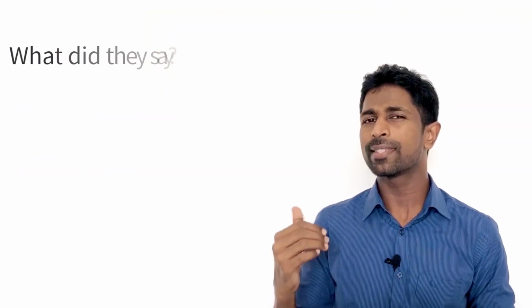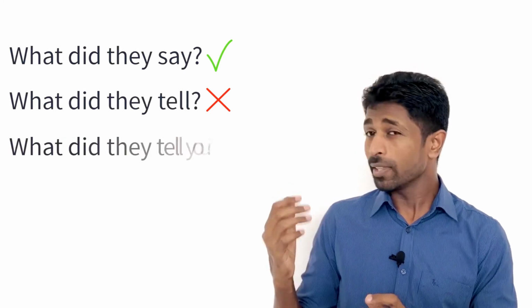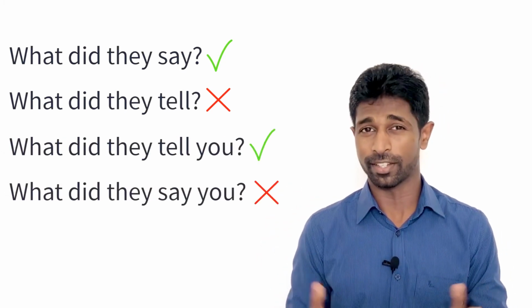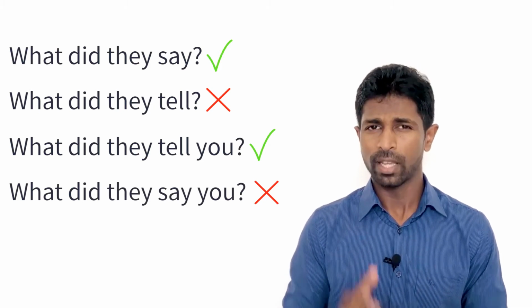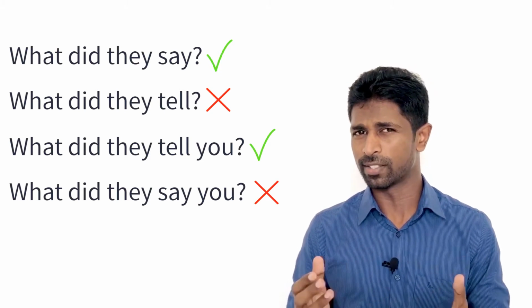Let's try to understand these sentences. "What did they say?" is correct, but "what did they tell" is incorrect. "What did they tell you?" is correct, but "what did they say you?" is incorrect. Is it confusing? Let's pause the video and take a look at these examples one more time for better understanding.